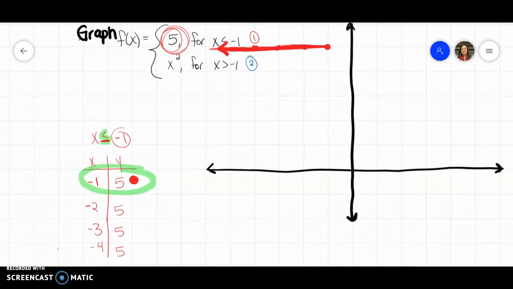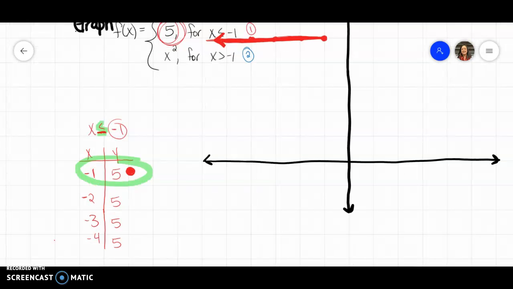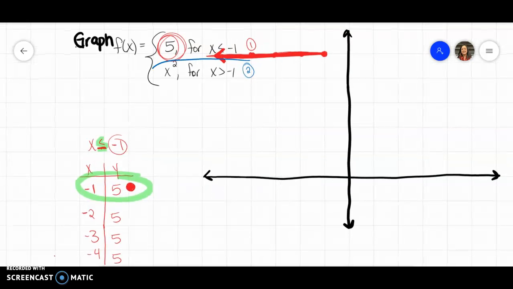So the last part here, make sure my pen's not too skimpy and small. The last part here is going to be in blue there, and I have a different stipulation for my domain. This time, my stipulation is that my x is going to be greater than -1. Now, here's what I'm going to do. I'm going to make a table, okay? And I'm still going to put x and y.